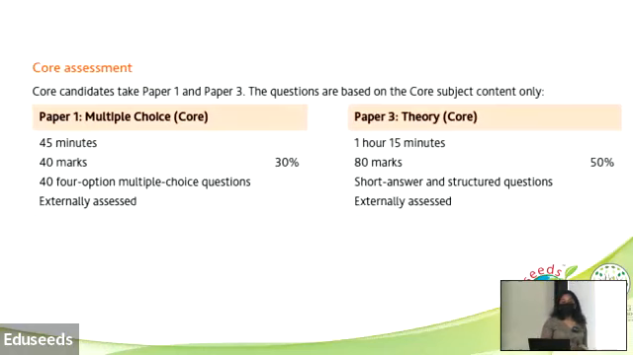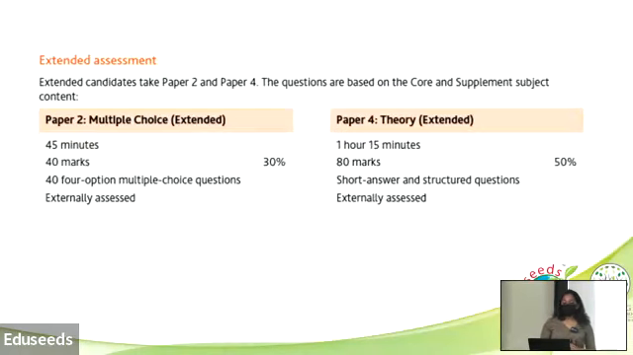If you look at the core assessment, for those students taking core papers, Paper 1 is the multiple choice paper, 45 minutes and 40 marks. Paper 3 is the theory with structured questions, about 1 hour 15 minutes and 80 marks. Extended candidates will take paper 2 and paper 4. Paper 2 is multiple choice, 45 minutes, 40 marks. Paper 4 is the structured theory question paper, 1 hour 15 minutes and 80 marks, similar to the core candidates.